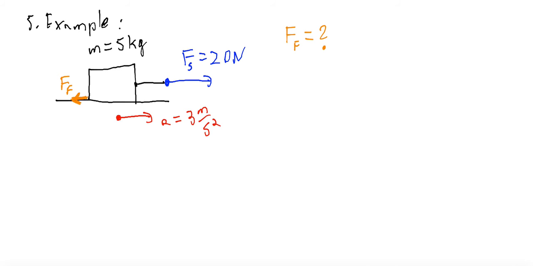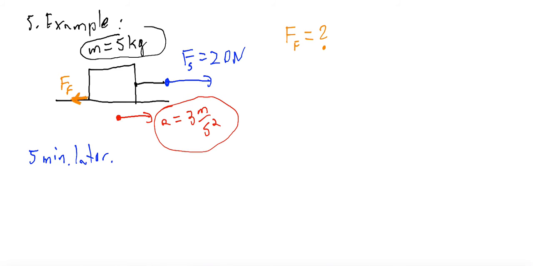Is it clear? Okay, so 5 minutes later. Solution. We know the acceleration of the object and the mass of the object. So by using acceleration and mass, we can calculate the overall force acting on the object. Force, due to Newton's second law of motion, is mass times acceleration. So 5 kilograms multiplied by 3 meters per second squared gives 15 newtons.